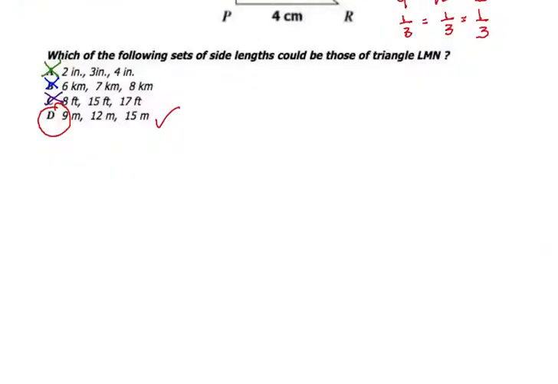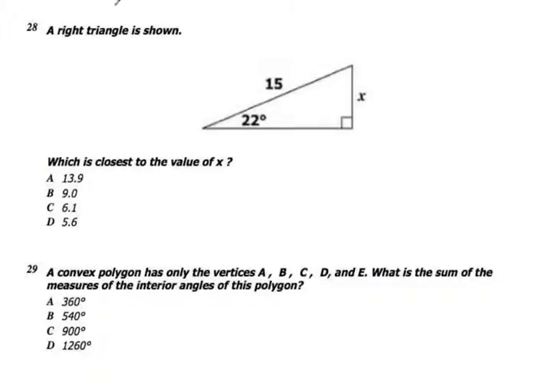Number 28. Oops, on the next page. A right triangle is shown. Which is closest to the value of x? Goodness gracious. So I have a side, I have an angle, and I need the second side. So I'm going to do the trig.